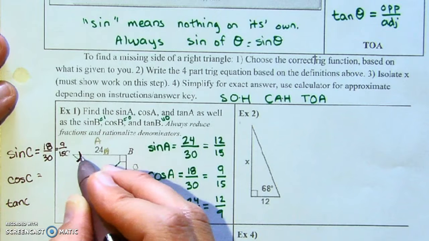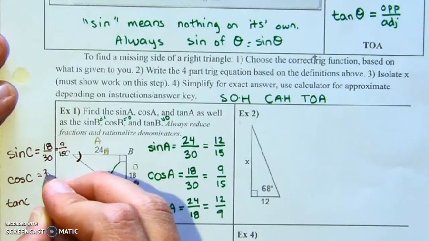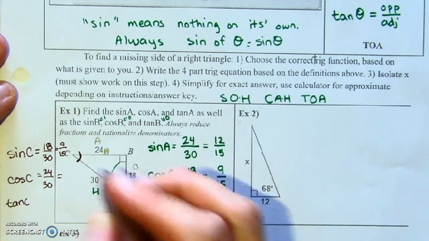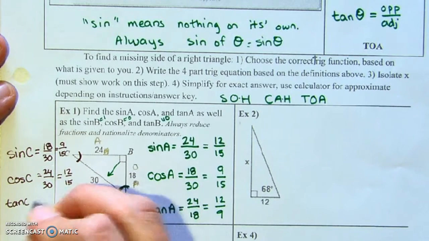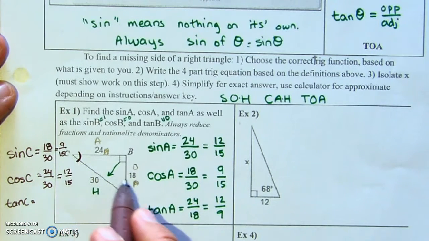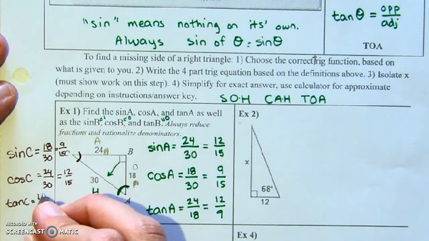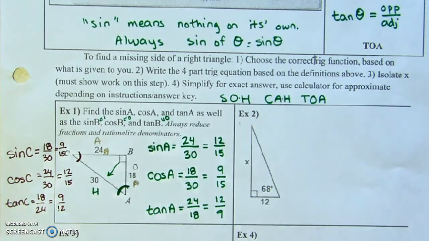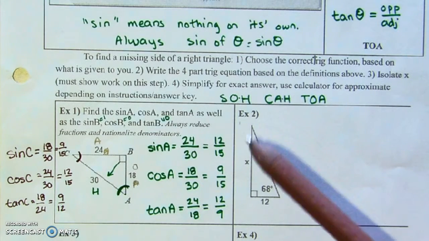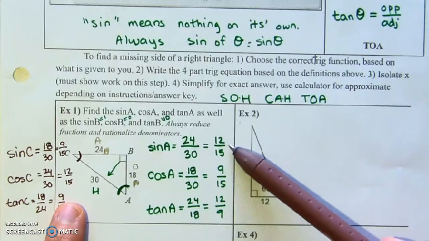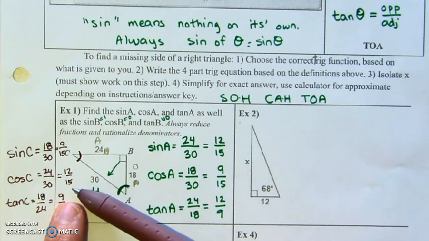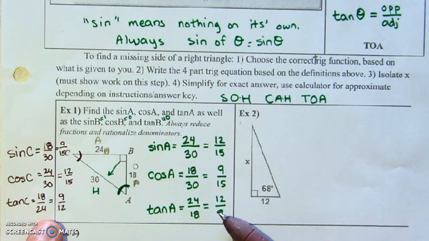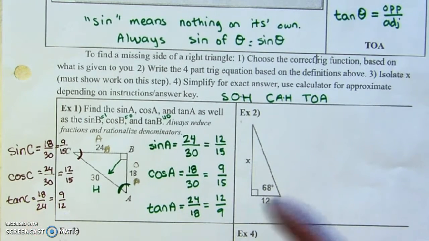All right, cosine of angle C will be 24 over 30, and that reduces to 12 over 15. And the tangent of C, so coming from C, opposite is 18 divided by 24, which is 9 over 12. If you want to compare, it would be a really good idea to notice that the sine of A is equal to the cosine of C, and the sine of C is equal to the cosine of A, and the tangent of A and C are reciprocals.